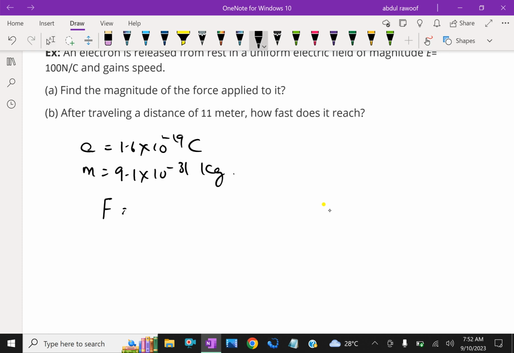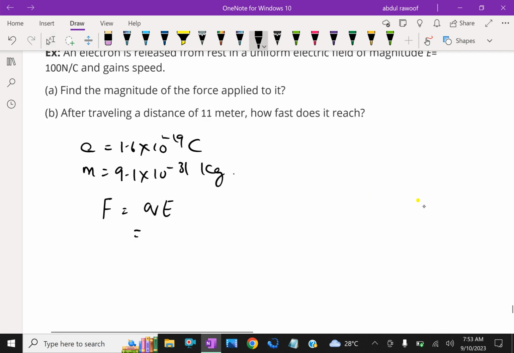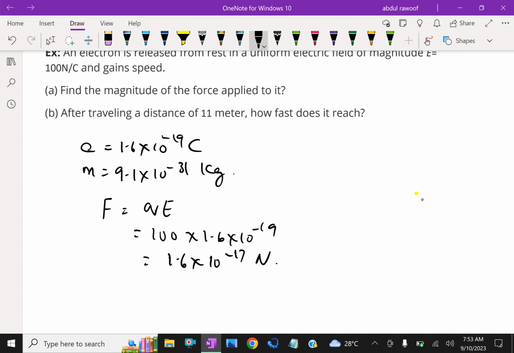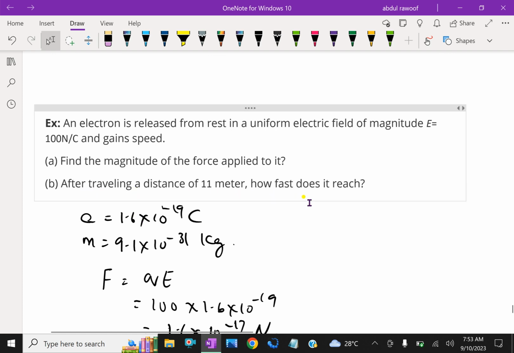You know that F equal to Q into E, because E equal to F over Q, therefore F equal to Q into E. E equal to 100 Newton per coulomb into Q equal to 1.6 into 10 power minus 19, which is equal to 100 into 1.6 into 10 power minus 19, which is 1.6 into 10 power minus 17 Newton. That much force is required.